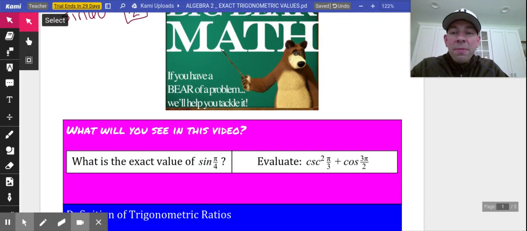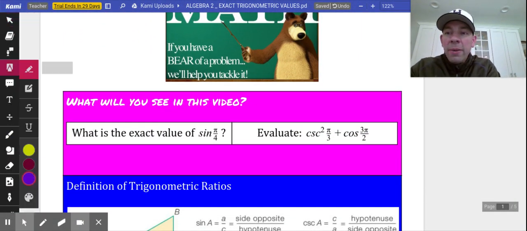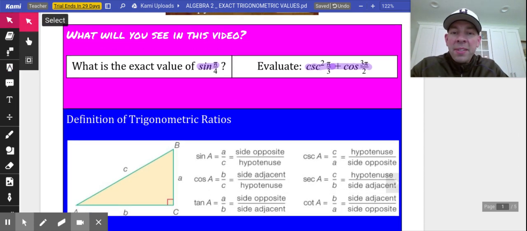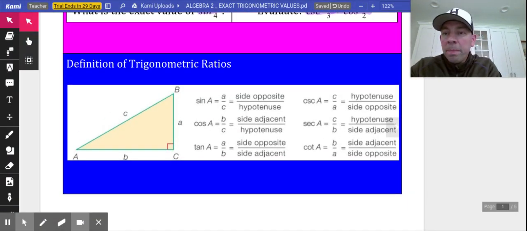So in this video, we're going to see things like, can we evaluate something like the sine of pi over 4 or the cosecant squared of pi over 3 plus cosine of 3 pi over 2? That's a mouthful, isn't it? So it's going to get pretty deep here today, but we're going to do our best to take it step by step and sort this out nicely.